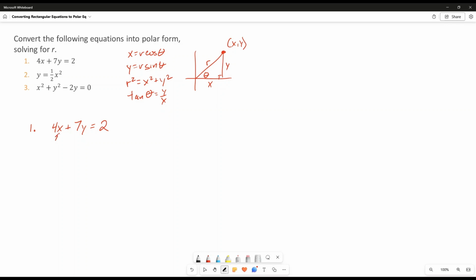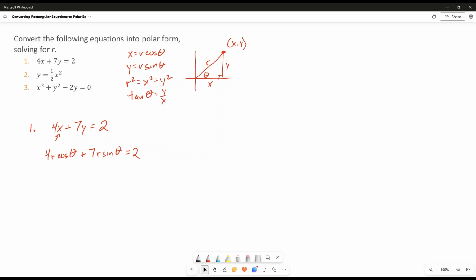So I'm going to take the 4x and replace the x. So I'm going to have 4r cosine theta plus 7, and in place of that y, I'm going to have an r sine theta, and that's still equal to 2. So 4r cosine theta plus 7r sine of theta is equal to 2. So as far as converting from rectangular to polar, we've actually already done that. We have now expressed 4x plus 7y equals 2 as a polar equation. We've eliminated the x's and y's and converted them to r's and thetas.